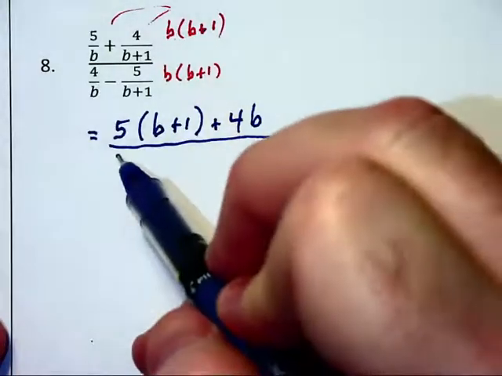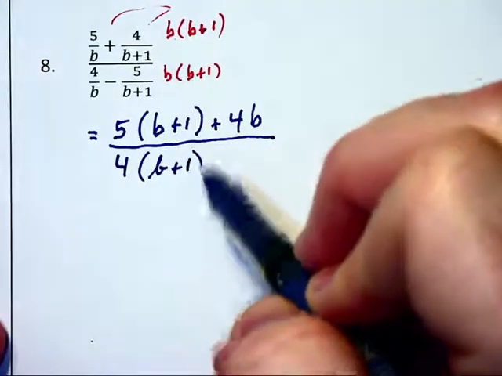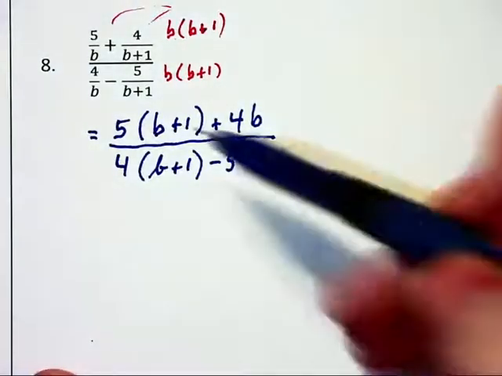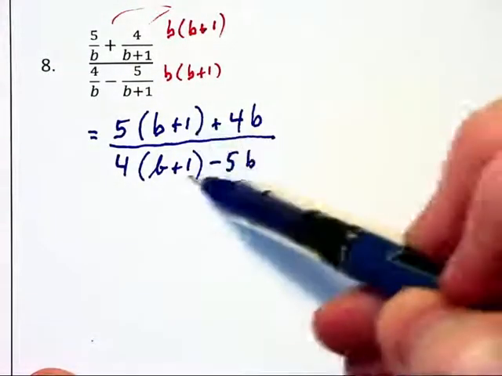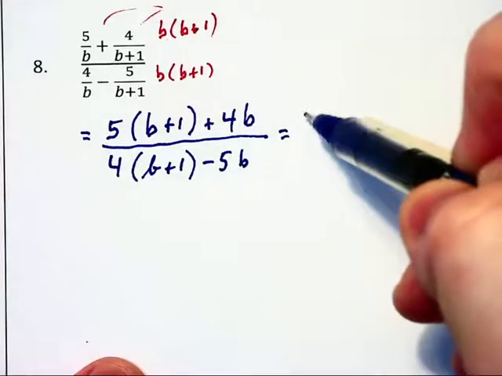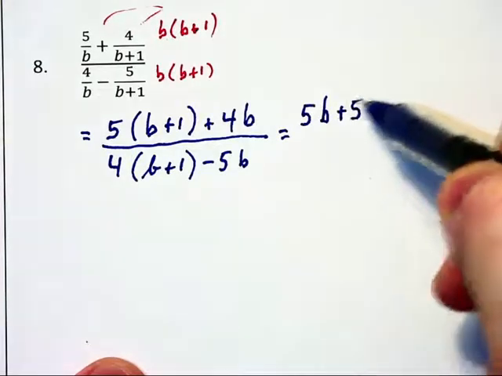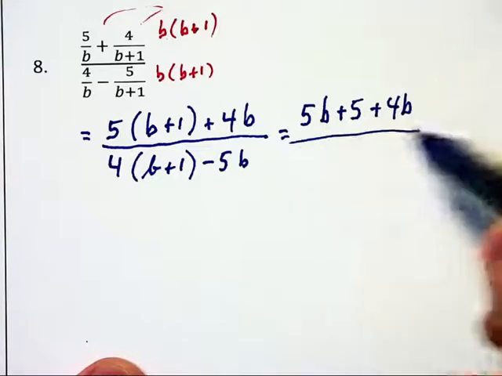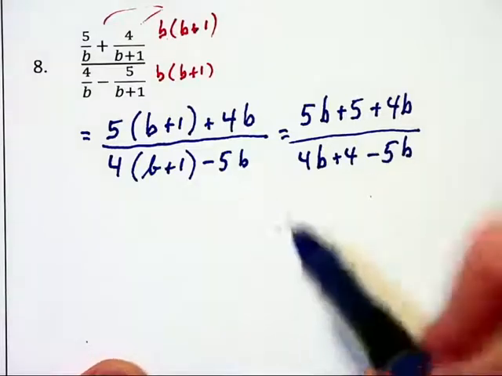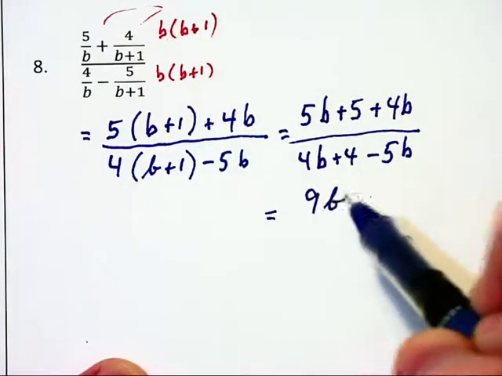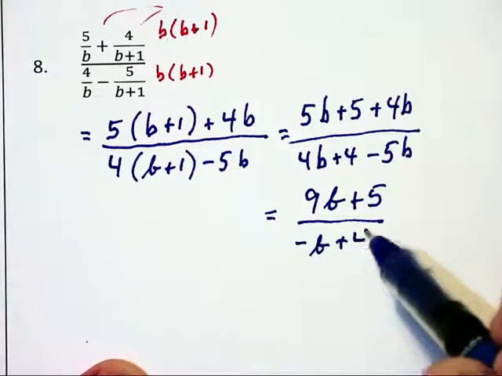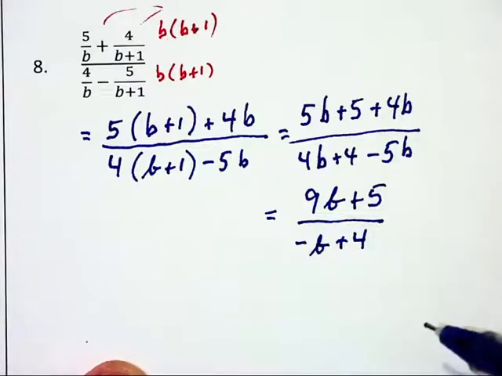The b's will cancel, so I will have 4 times b plus 1 minus 5 times b. Do not cancel these b plus 1's. They are not factors of both the numerator and the denominator and not free to be canceled with. Let's do some distribution. We have 5b plus 5 plus 4b over 4b plus 4 minus 5b. Combining like terms, in the numerator we have 9b plus 5, and in the denominator we have negative b plus 4, which can also be written as 4 minus b if you choose.